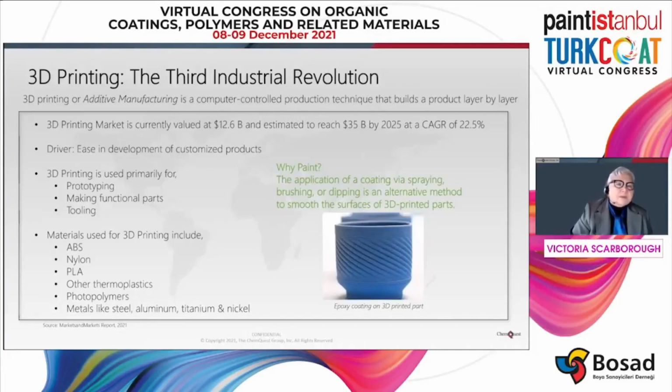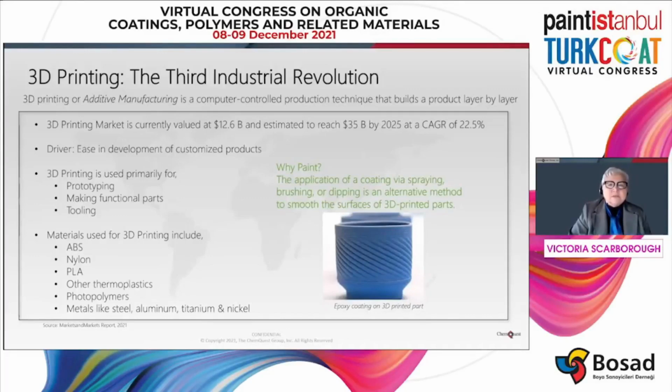But what about paint? What is the connection between paint and 3D printing? Well, the parts come out of the 3D printer and they're kind of rough, and sometimes they need to be smoothed out in order to work properly. And instead of taking the time and the money to sand these parts, it's easier just to paint them. And so the application of coatings via spraying, brushing, or dipping is a way to smooth these parts out in a very efficient way.